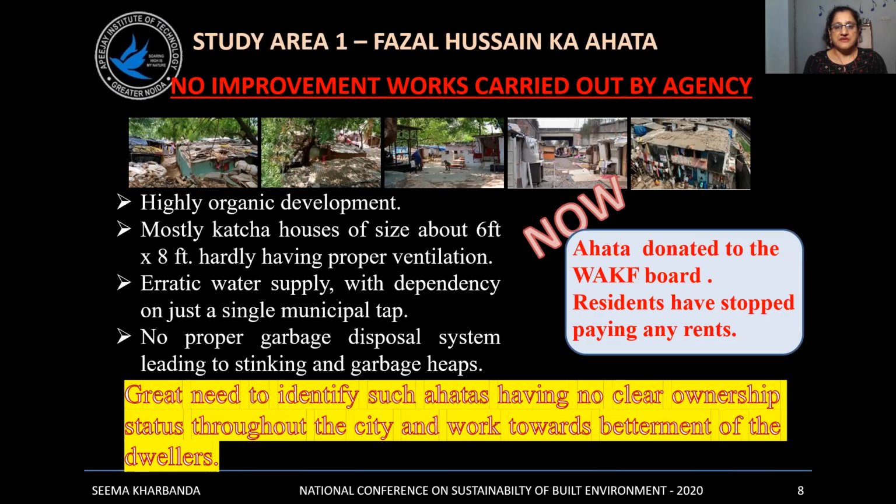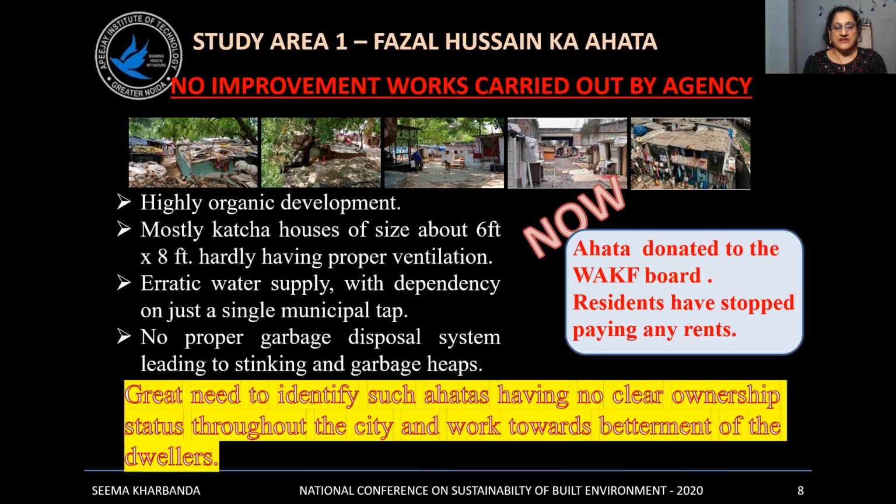The first AHATA which was taken up was the Fazal Hussain ka AHATA. Here we see a highly organic development of the AHATA, and there are mostly kacha houses of size around 6 feet by 8 feet, which hardly have any proper ventilation. There's no proper water supply, just a single municipal tap, which leads to long lines for collection of water. There's no proper garbage disposal system, which leads to stink and garbage heaps. The reason why no development was carried out, as responded by the dwellers, was that the AHATA was donated to the Waqf board, and so the residents have stopped paying any rents.